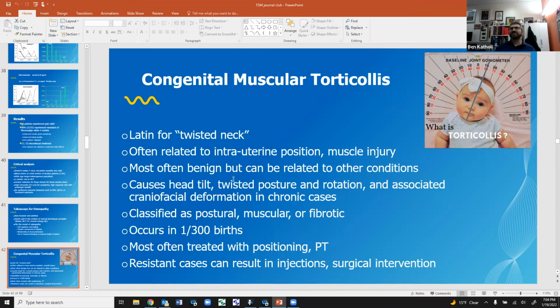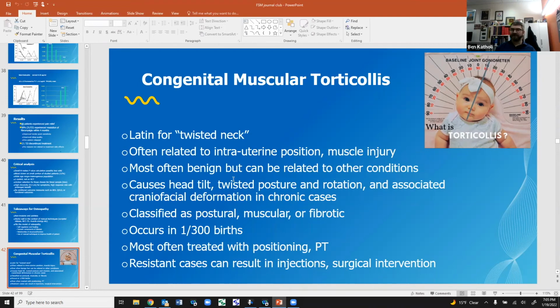So it can be a complex issue in terms of chronicity. When muscles are injured during the birth process, blood deposits in the tissue and causes calcification and can cause fibrosis. And those are people that either need Botox or surgical intervention. I have never referred for surgical intervention.